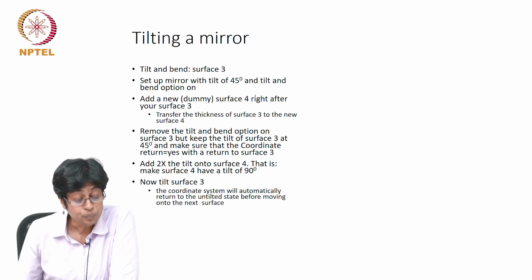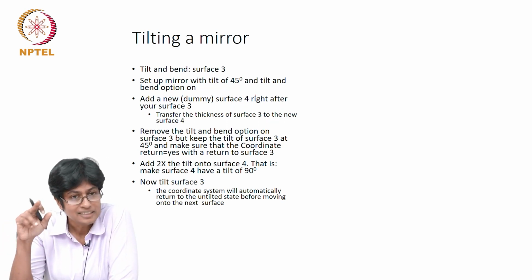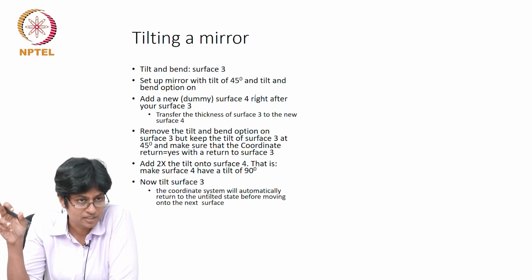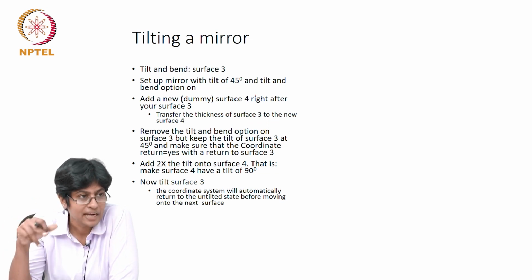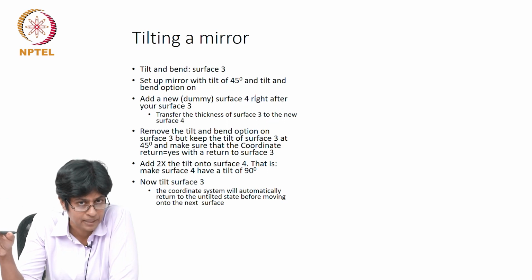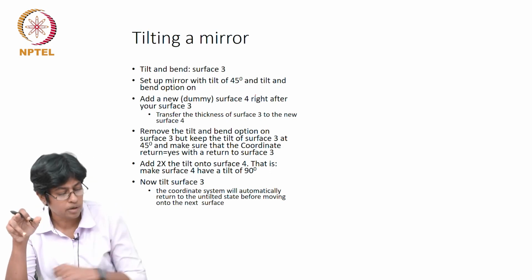Now I will set this up by tilting surface 3 by 45 degrees. And we put tilt and bend on, that ensures that both the optics as well as the light follow the same path. Now let's go back to surface 3, remove the tilt and bend option, and put a coordinate return on.